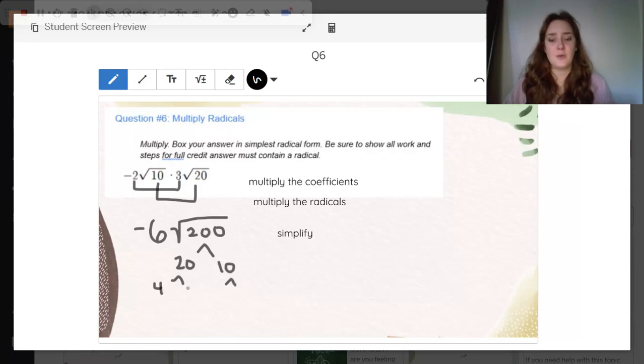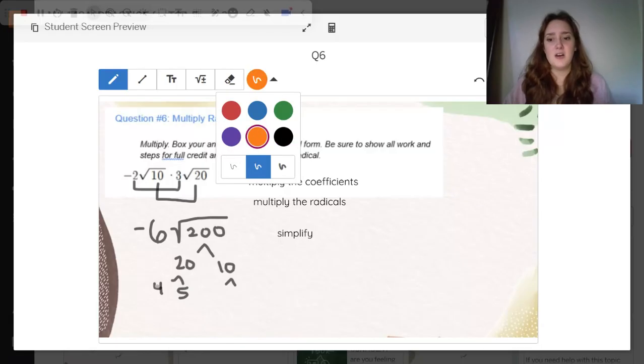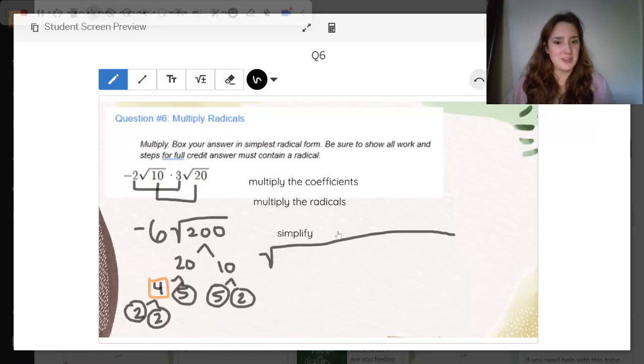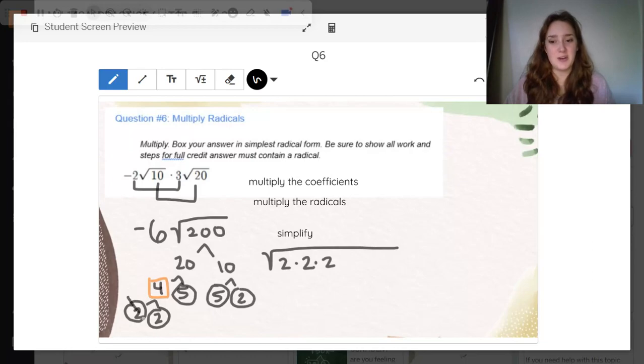20 is 4 and 5. Oh, celebrity sighting. That's a perfect square. But if you don't know what that means, we can keep going. 2 and 2. We circle those prime numbers. And 5 and 2. Okay. Simplifying, we're going to rewrite all of these prime factors under one radical sign. So there are 1, 2, 3. If it's helpful, we can cross them out as we go. 1, 2, 3 2s and 2 5s.